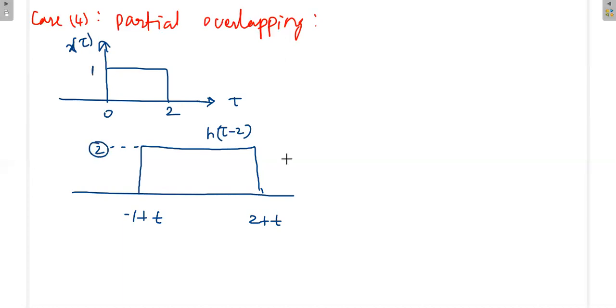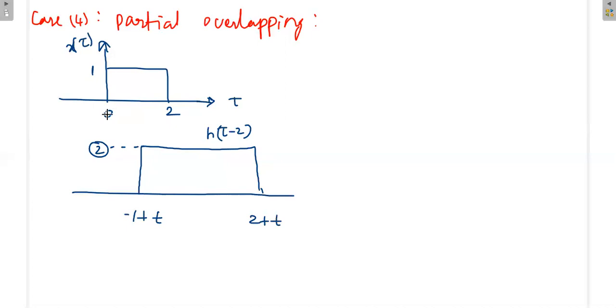Now, to get the partial overlapping, what is the limit? This minus 1 plus t, or t minus 1, should be inside this range between 0 to 2, so that we'll get the partial overlapping. Why? Because this is the larger duration signal. This duration is 3, so wherever you start between 0 to 2, you will definitely get only partial overlapping.